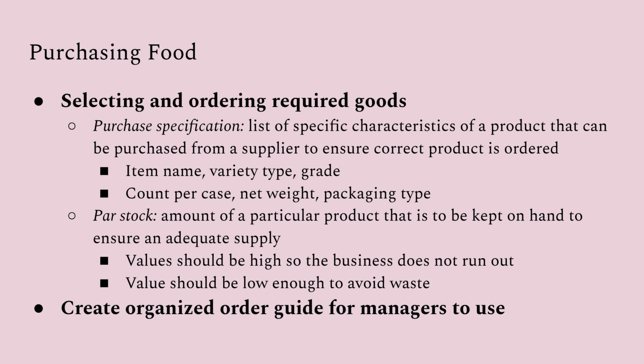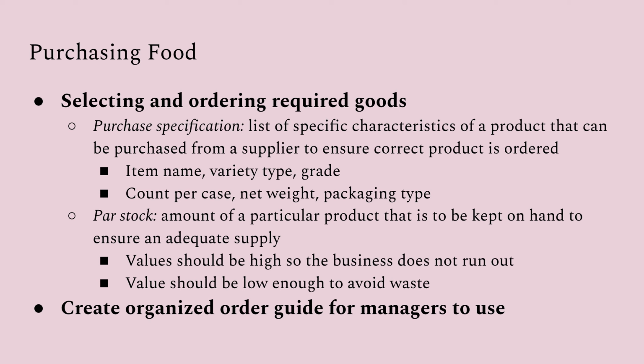So when we purchase food, this is us as a business selecting and ordering the required goods to make all of the menu items that we have. There are two aspects that you'll want to know and understand. And first is purchase specifications. This is a list of specific characteristics of a product that can be purchased from a supplier to ensure correct product is ordered. So this is just kind of like a catalog.